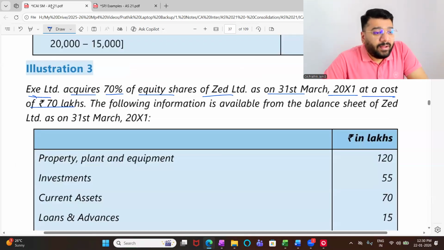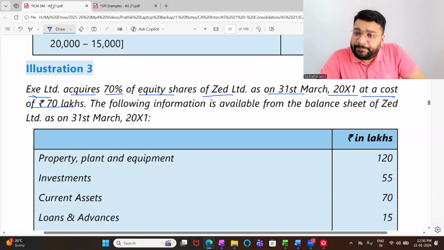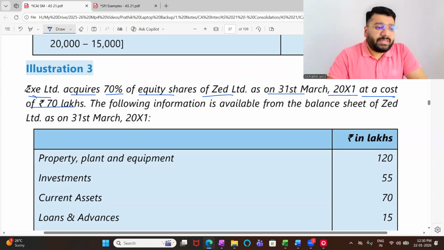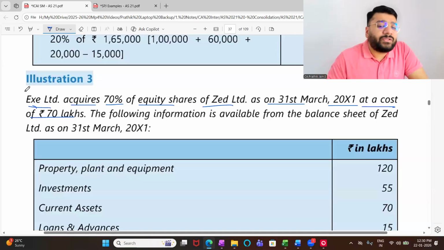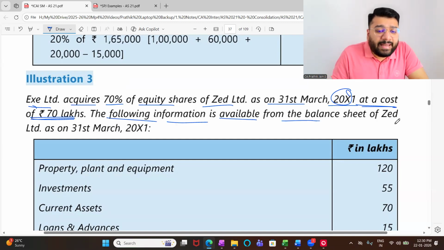Can I go back to illustration 3? Okay. So all these points again we'll be discussing while we're doing the questions. So here the question says that X Limited acquires 70% of the equity shares of Z Limited as on 31st March 2001 at a cost of 70 lakh rupees. The following information is available from the balance sheet of Z Limited.